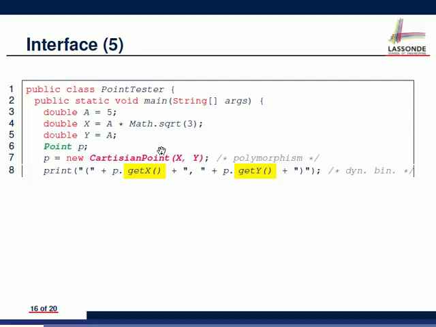Now, if I say the following line, P dot get x and P dot get y, which version of get x and get y is it going to call? Cartesian point, right? Because of dynamic binding, depending on the dynamic type of P at this point, which is Cartesian points. Now, let's say I change the shape of P to be polar points.